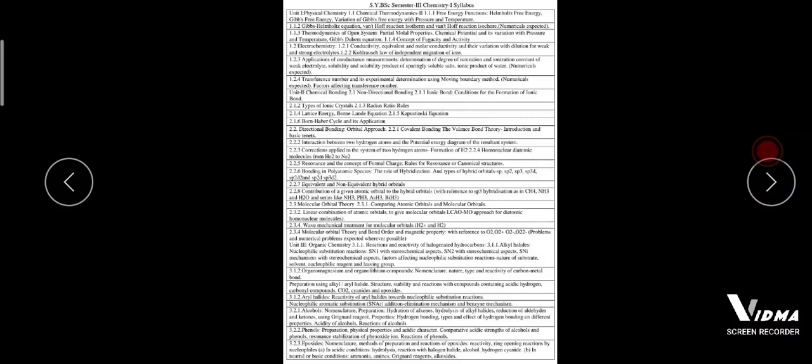Resonance and the concept of formal charge. Rules for resonance or canonical structures. Then we have to talk about bonding, then equivalent and non-equivalent hybrid orbitals. Then we have to plot, or we have to see, a few examples of this particular orbital diagram. Then in unit 3 we have to see organic chemistry.